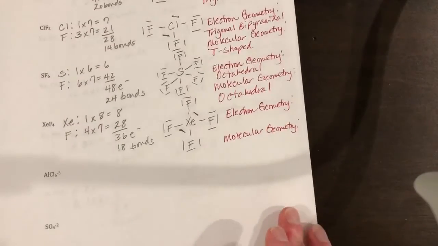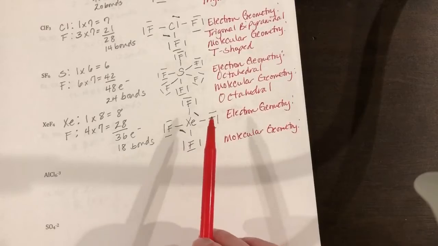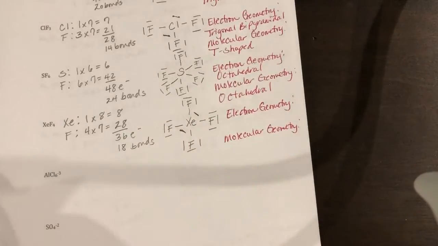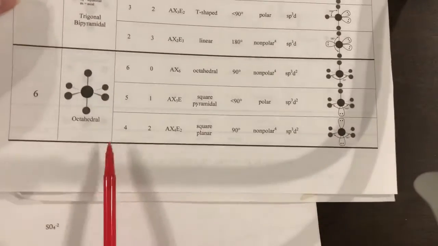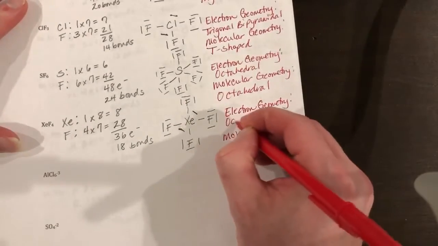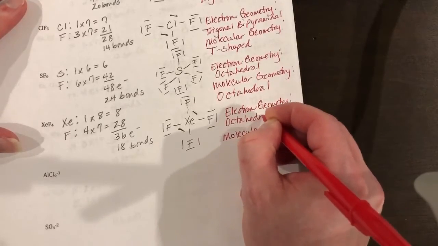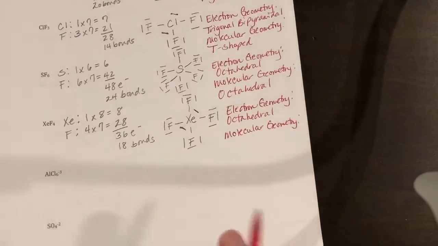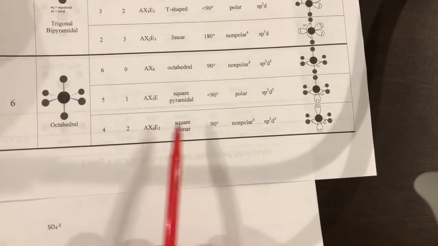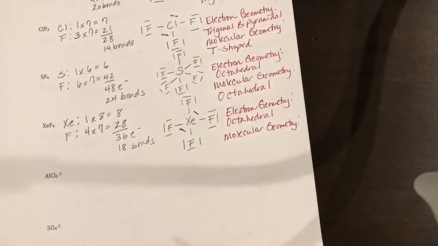Okay, so we have 6 bonding domains. 1, 2, 3, 4, 5, 6. So we go to our chart. 6 bonding domains is going to be octahedral. Now, we have 4 bonds and 2 lone pairs. So 4 bonds and 2 lone pairs is going to be square planar.